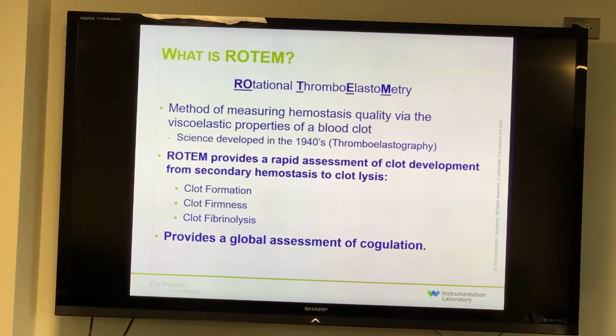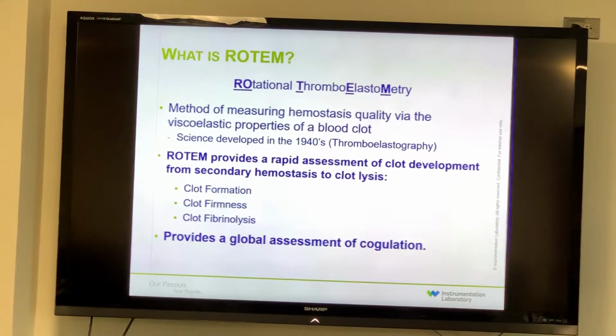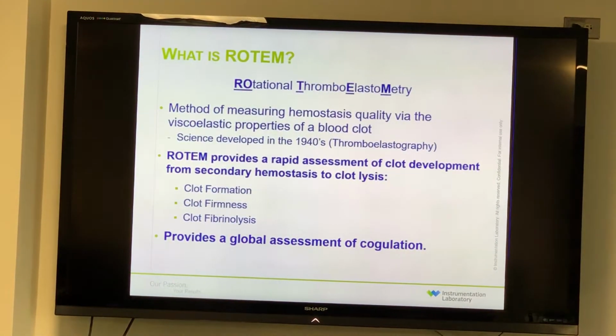Rotem is actually a play on the word rotational thromboelastometry, and it is more generally viscoelastic testing. So this idea of viscoelastic testing blood has been around since the 40s. You guys may be familiar with the competitor, which is TEG. Rotem's only been approved in the United States since 2012, but it does dominate the market worldwide. So there's over 1,500 papers where Rotem is in the title or abstract. So there's a lot of evidence to support its use.